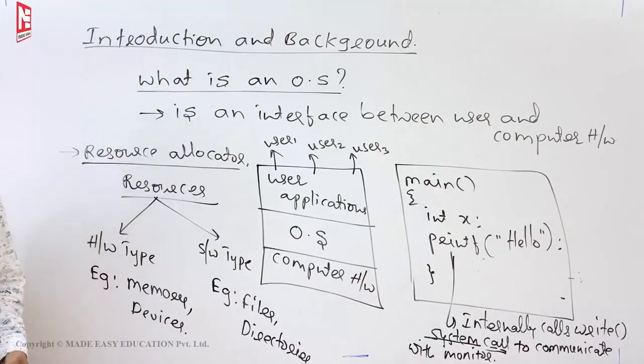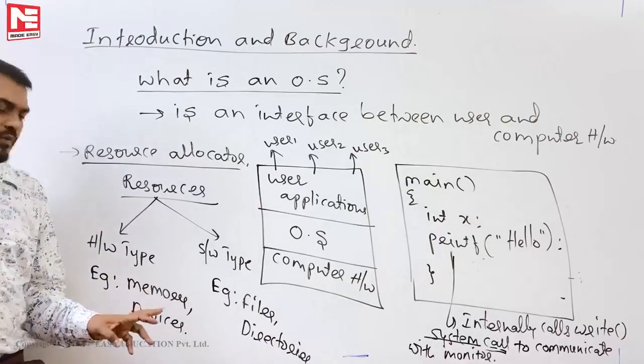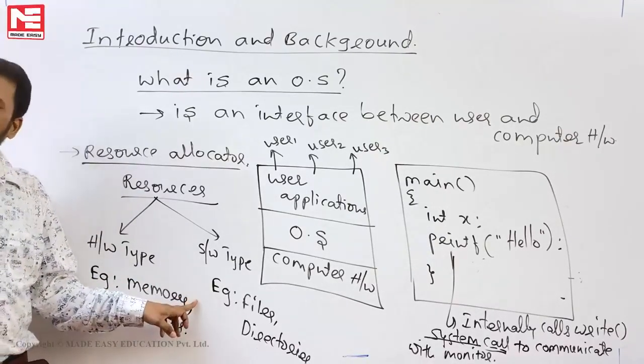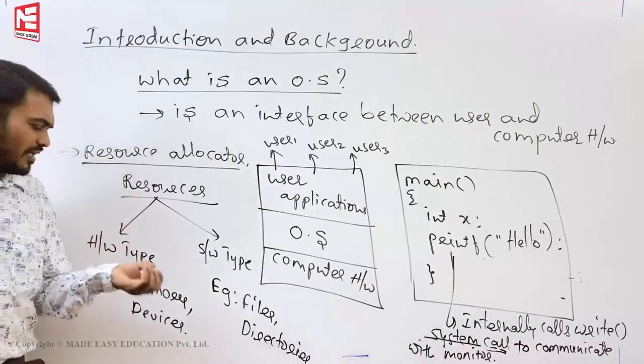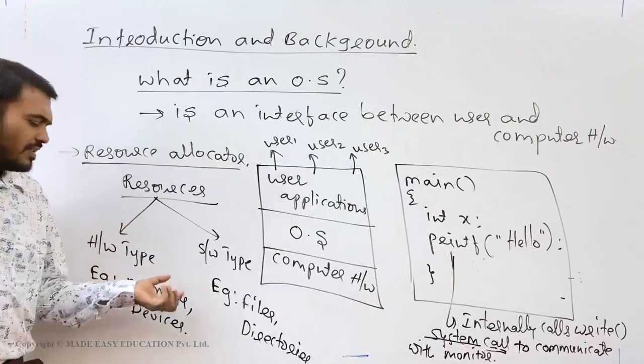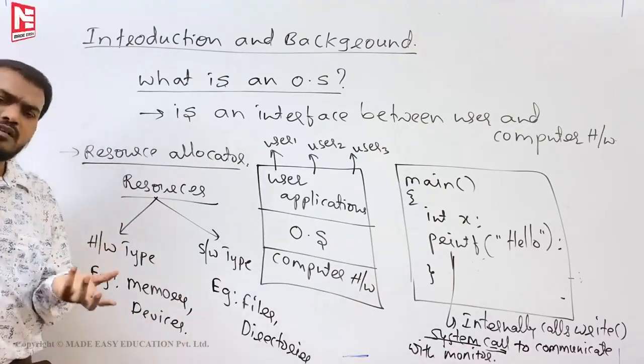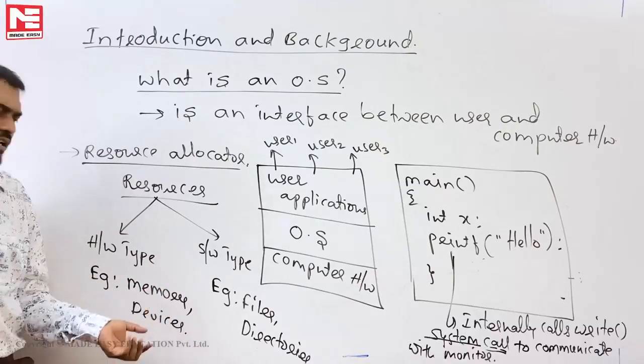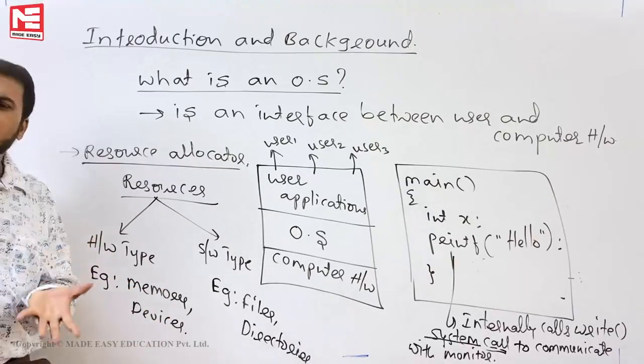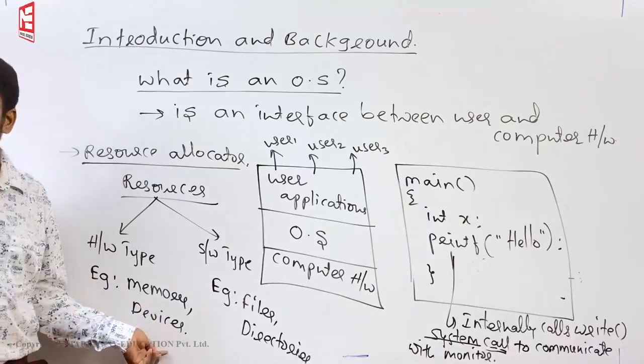Okay. So hardware type of resource example is what? Main memory. Memory in the sense what? It can be any kind of memory, right? So main memory is also managed and allocated with the operating system, and even secondary memory also, RAM also, everything is managed by the operating system only, right? Devices means what? All your printer, scanner, monitor, everything is managed with the operating system only, right?